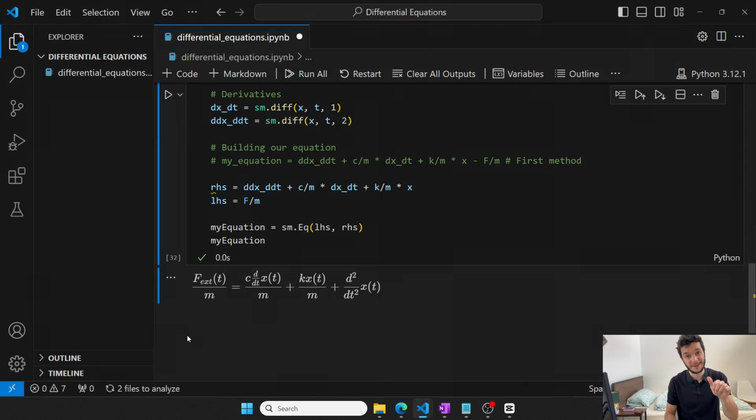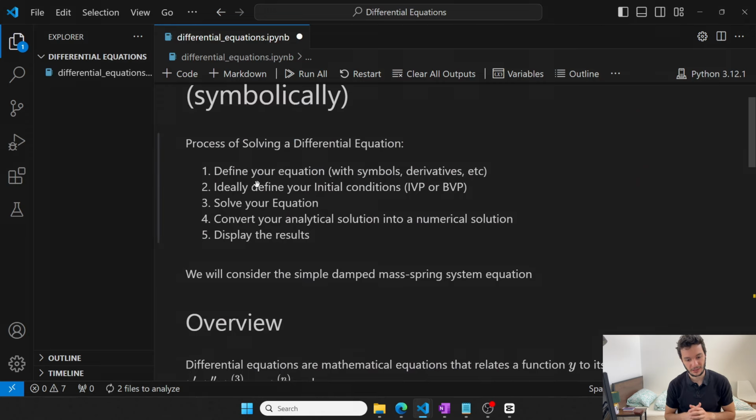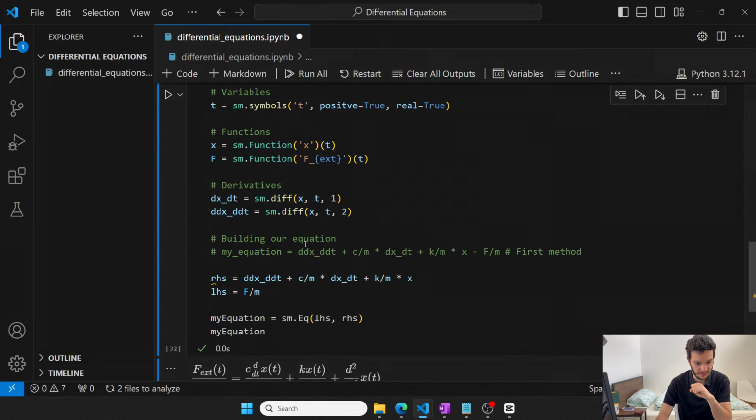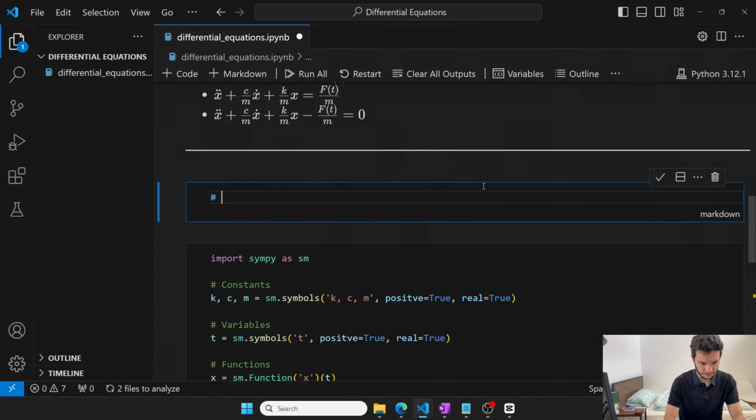So all of this was step one, which is here: define your equations, symbols, derivatives, integrals, constants, and so on. The second step would be to define our initial conditions, but this one we will be seeing a bit later on. I want to first show you how we can solve an equation. So this was step one, defining. Let me add a quick comment right here.